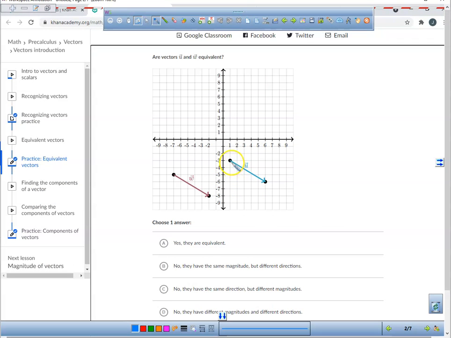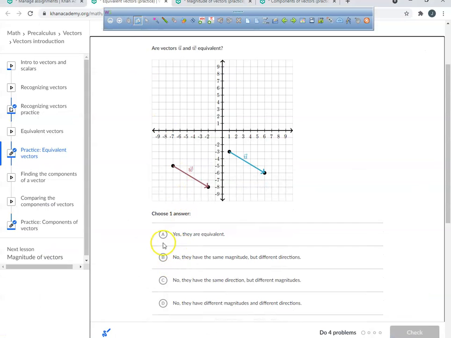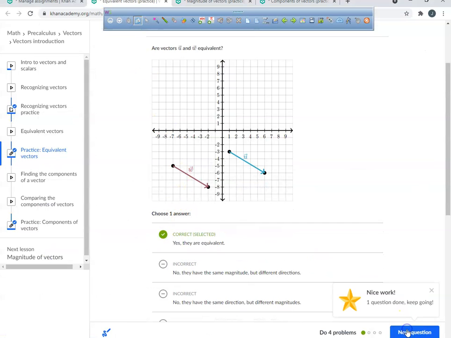Equivalent vectors. So if we look at these right here, we're looking at vector U and vector W. You can clearly see that they both go down the same amount and they both go over the same amount. They're down 1, 2, 3, over 1, 2, 3, 4, 5. This one also goes down 3 and over 5. So I'm going to say these vectors are equivalent because they have the same magnitude and direction. They both go down 3 and they go over 5. This also goes down 3 and over 5. So I'm going to say yes, they are equivalent.